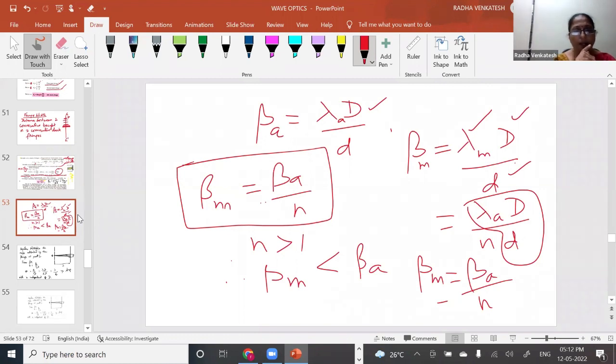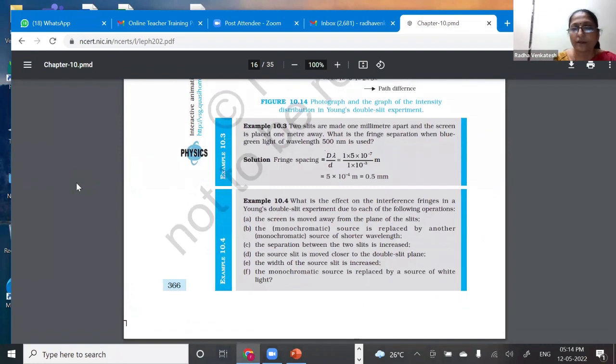Fringe pattern narrows down. Now here I wanted to show you one particular question from the textbook. So just give me a minute. Right, the 10.4 example. What is the effect on the interference fringes in a Young's double slit experiment due to each of the following operations? First one: the screen is moved away from the plane of the slits. Very easy. What do you think happens?